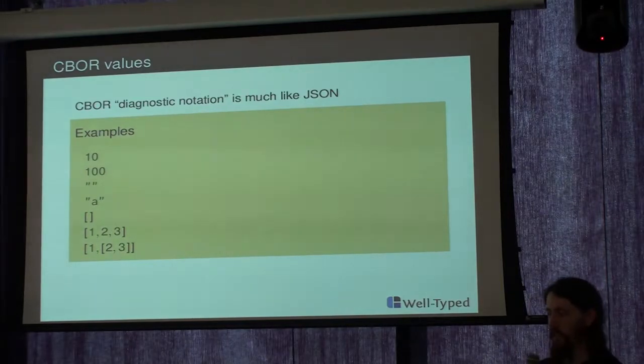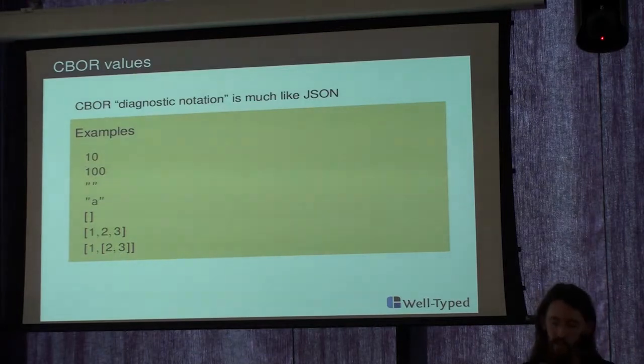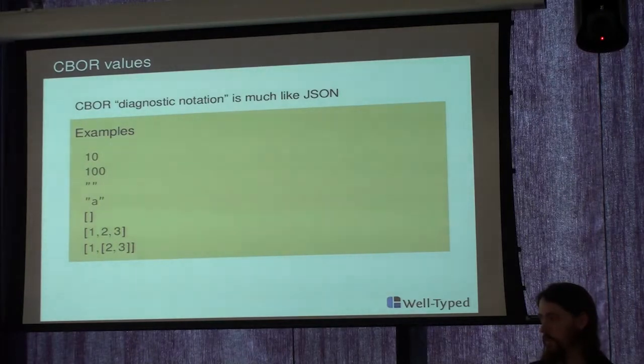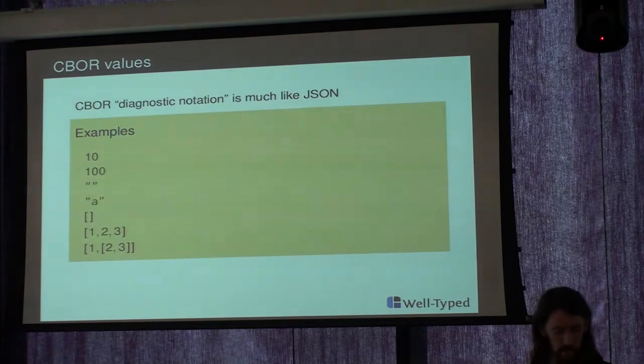So just to start off with, these are the sorts of examples. This is what CBOR values look like, at least in their textual diagnostic notation. And they look much like JSON. There are some slight differences with JSON, but it's not a big deal. In particular, we have lists and maps, and that's what gives us trees, right? That's what we use to encode any kind of structure. And they're heterogeneous, of course, just like in JSON.